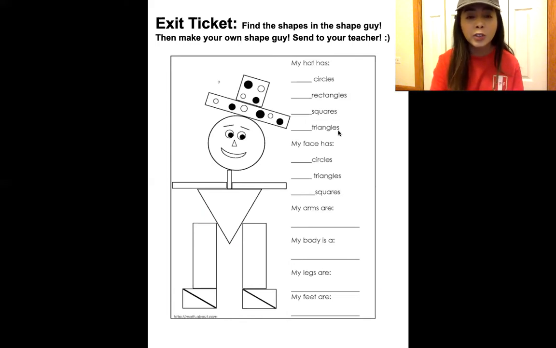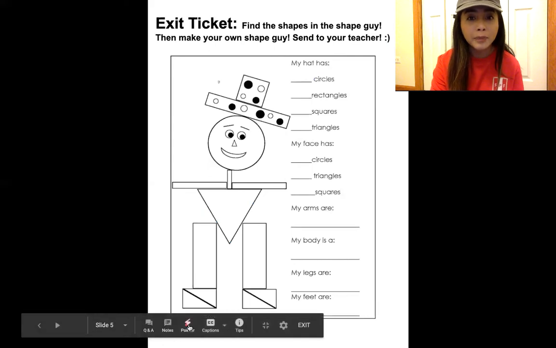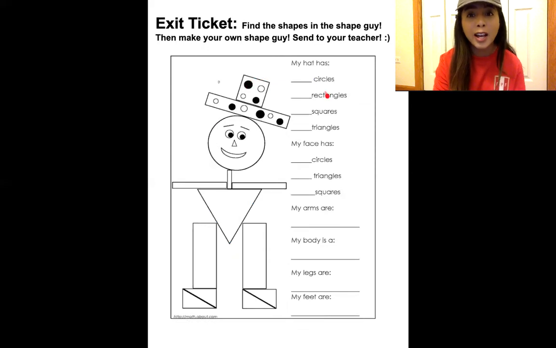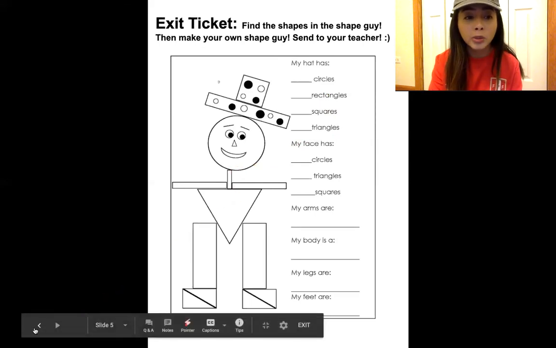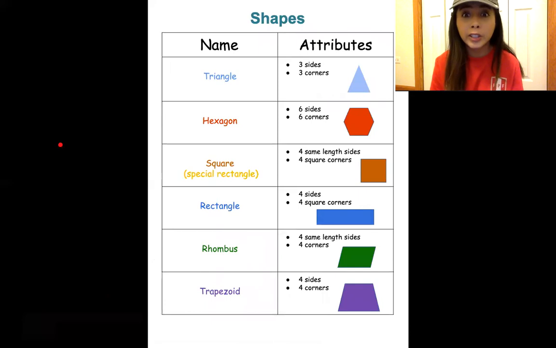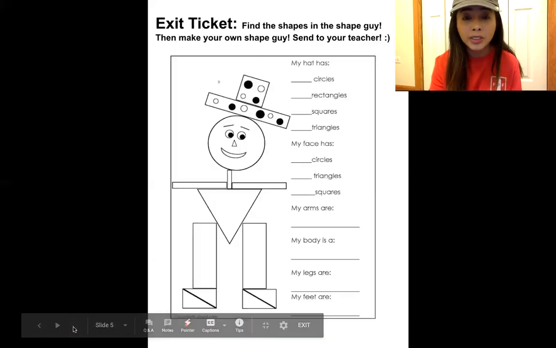So if you look at this shape guide, it's asking us how many circles does this hat have, how many rectangles, how many squares, how many triangles. So if you don't remember what some of those shapes are called and you want to figure out, huh, what shapes does this shape man have? You can go back to this slide right here and figure out the names of the shapes and then figure out how many of those shapes does this little shape guy have.